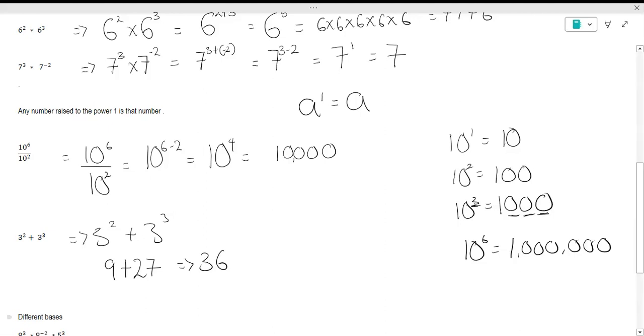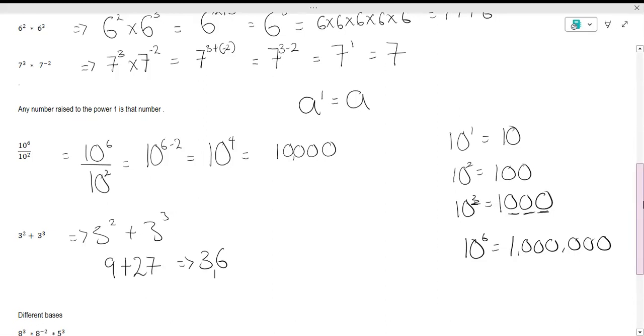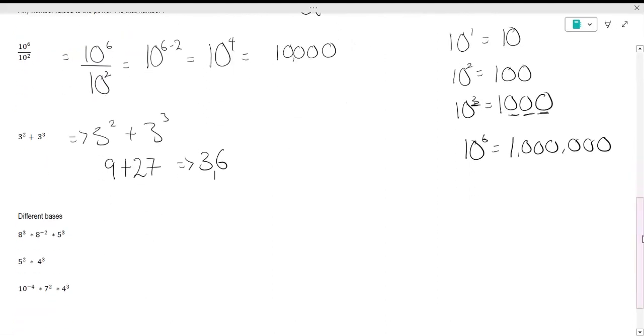All right, so let's try with different bases now, or a mix. So I think the idea of the first one is fine. Let's do the first one. We have 8 to the power 3 times 8 to the power minus 2 times 5 to the power 3. So for different bases, we can just do them directly.